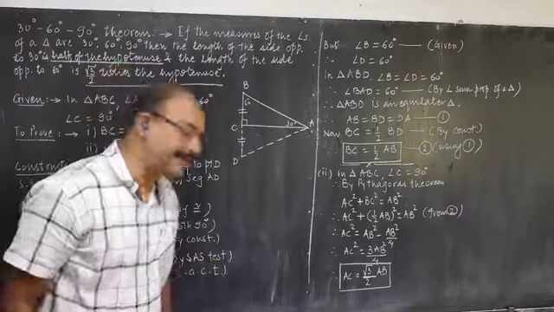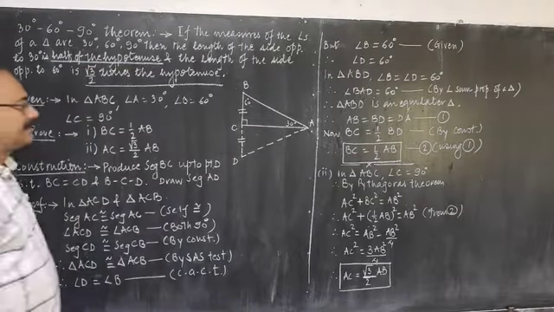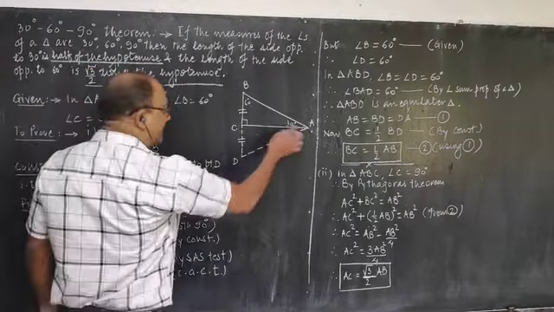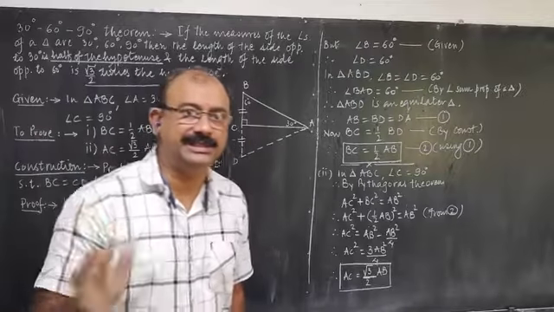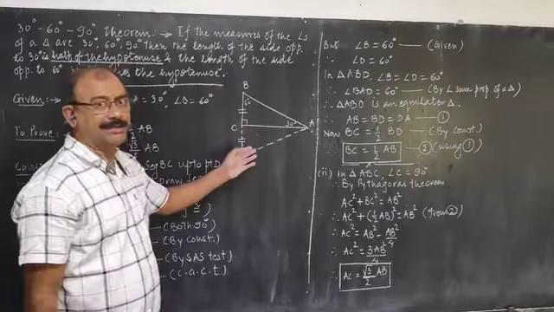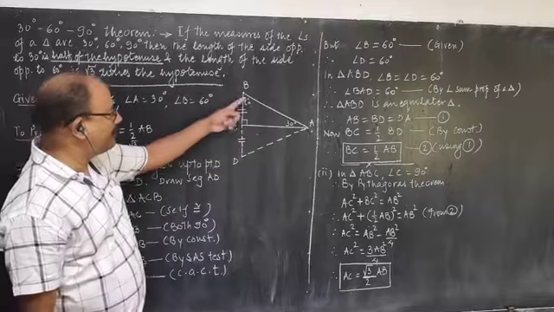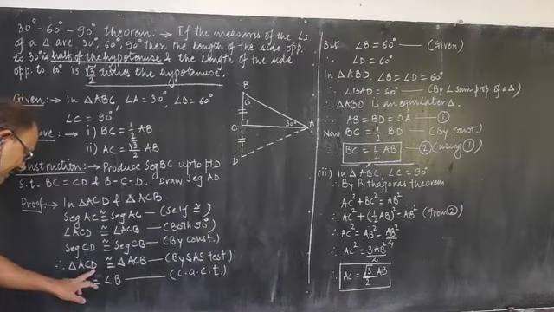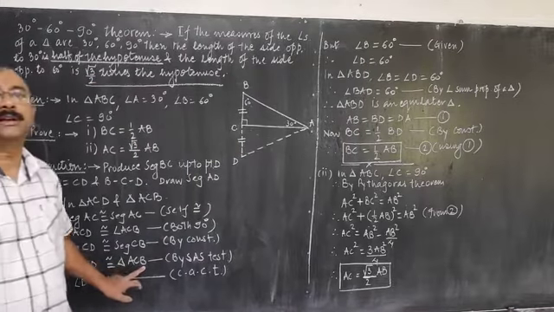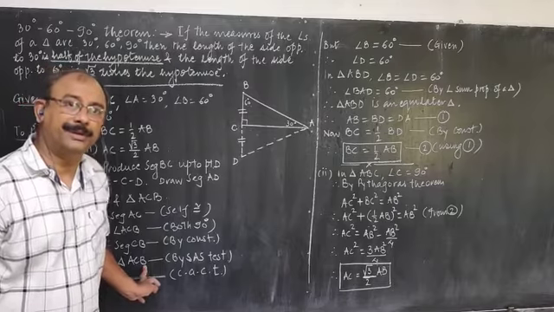SAS test. So the two triangles ACD and ACB are congruent to each other by SAS test. Now if these two triangles are congruent, obviously angle D will be congruent to angle B, corresponding angles of congruent triangles.